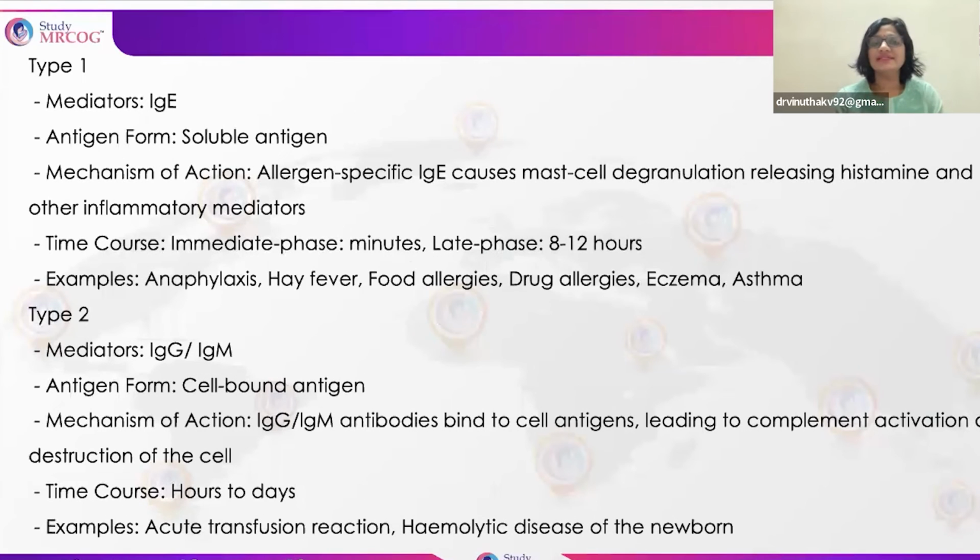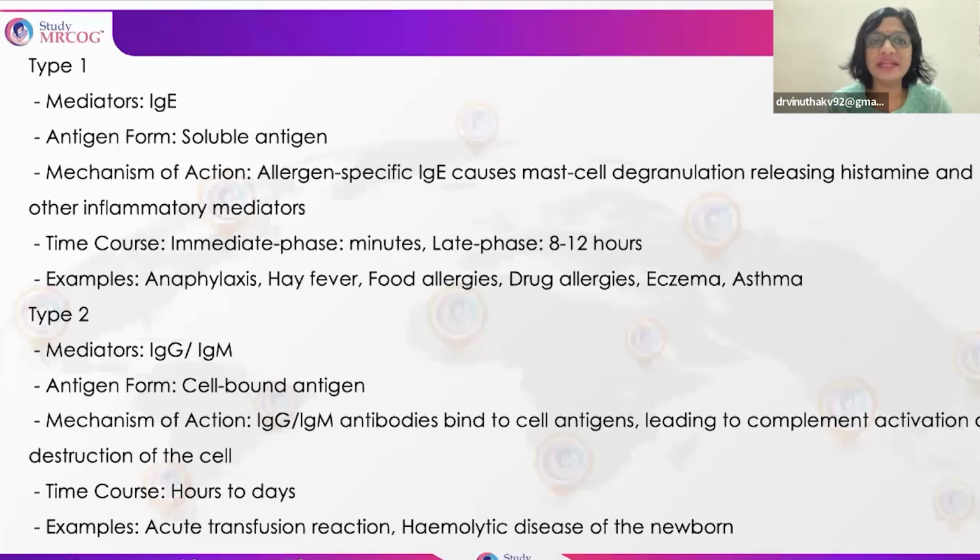To summarize, we will recap very quickly all the 4 types of hypersensitivity reaction. Type 1 is mediated by IgE and the antigen form is soluble antigen. The mechanism of action is that it releases histamine and other inflammatory mediators, and it takes anywhere from minutes to hours to manifest. Examples are anaphylaxis, hay fever, food allergy, drug allergy, eczema, and asthma.